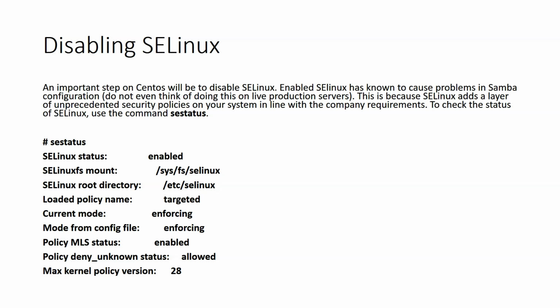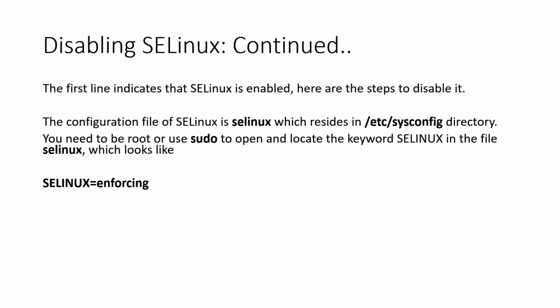and we can see that SELinux is enabled. The first line indeed indicates that SELinux is enabled, and here are the steps to disable it. The configuration file of SELinux is called selinux, which resides in the /etc/sysconfig directory. You need to be root or use sudo to open it and locate the keyword SELINUX in capitals in the file, which looks like SELINUX equals enforcing.